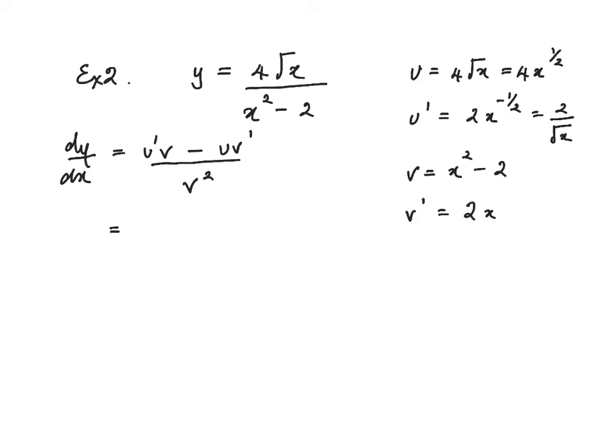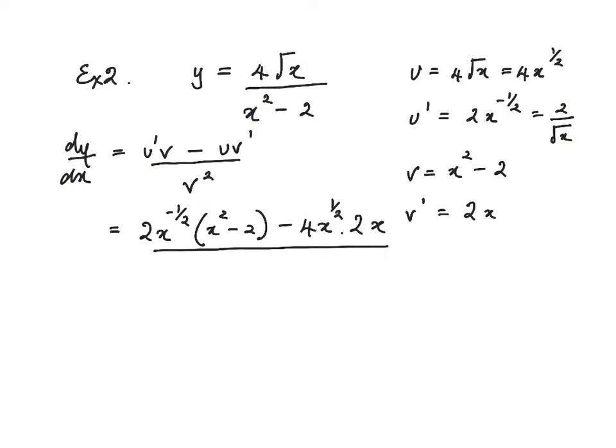So what have we got then? We've got 2x to the minus 1/2 times x squared minus 2, minus u, which is 4x to the power of 1/2, times the derivative of v, which is 2x, all over v squared. So x squared take away 2 all squared.